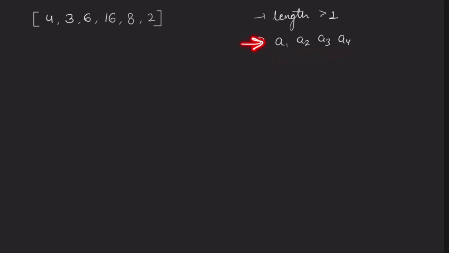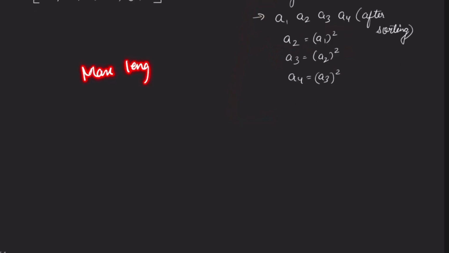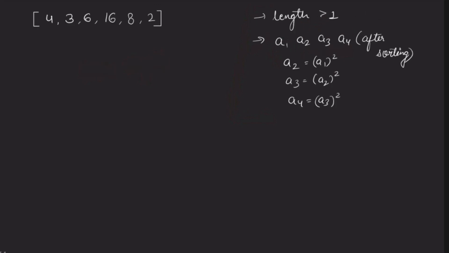Meaning, if this is a subsequence after sorting, then A2 should be the square of A1, A3 should be the square of A2, and A4 should be the square of A3. So this is after sorting, right? Whatever subsequences hold all these properties, out of those, whichever has the maximum length, you need to return as your answer.